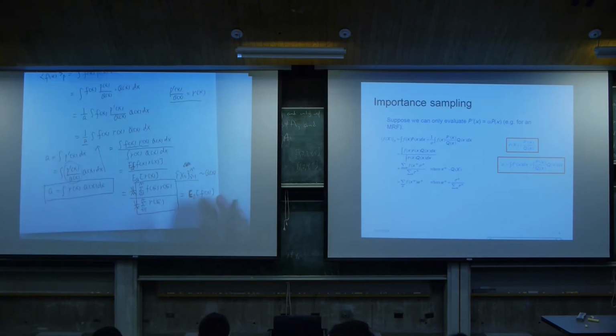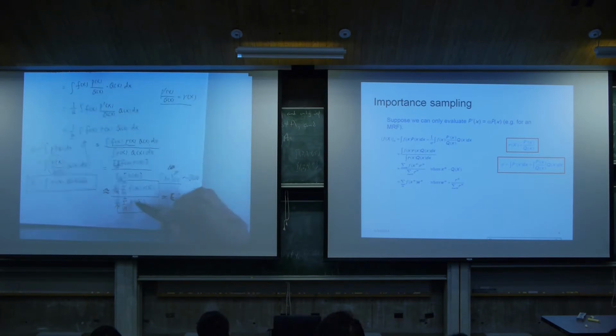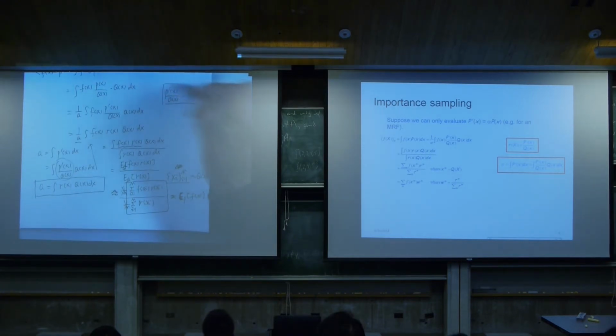And here, we didn't reject any samples. All the samples generated from q are utilized. And we plug the samples into this equation, and we get an approximation of the expectation of f(x). And remember, r(x) is defined as this, and p(x) and q(x) are known, so you can easily compute r(x).